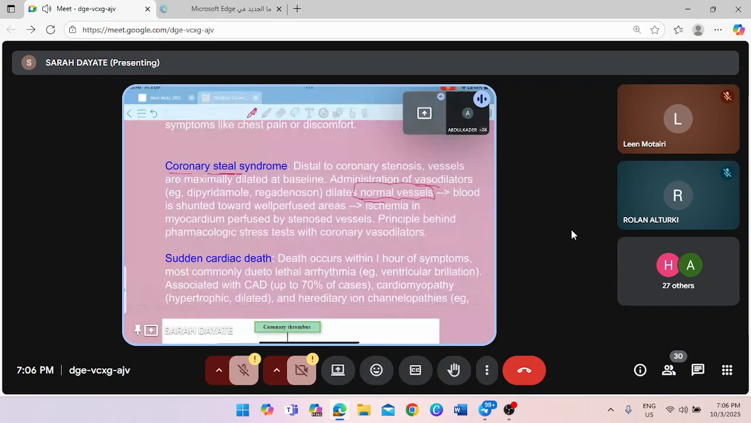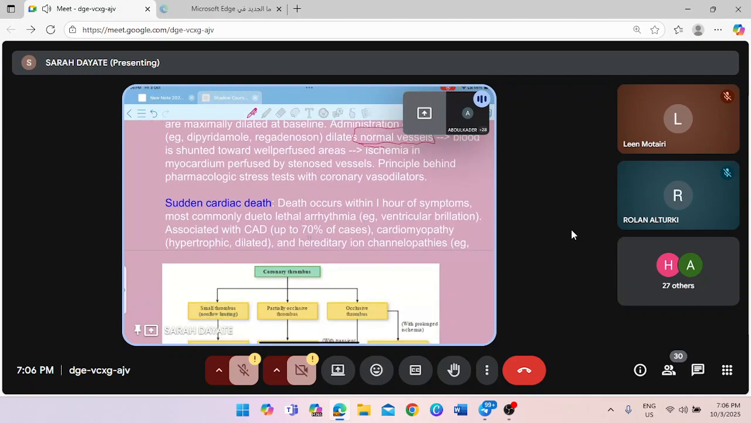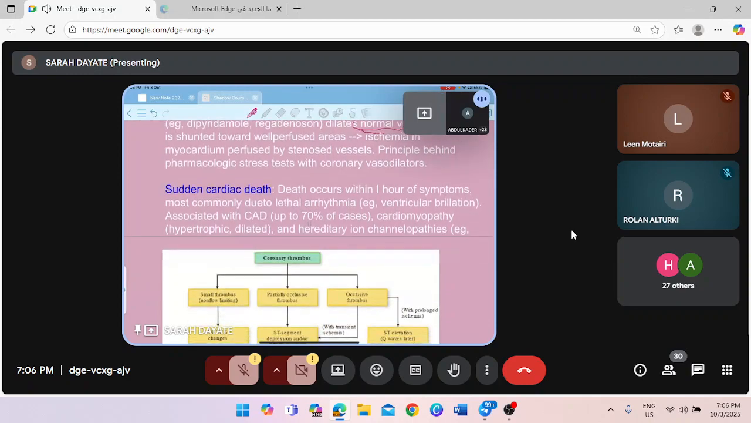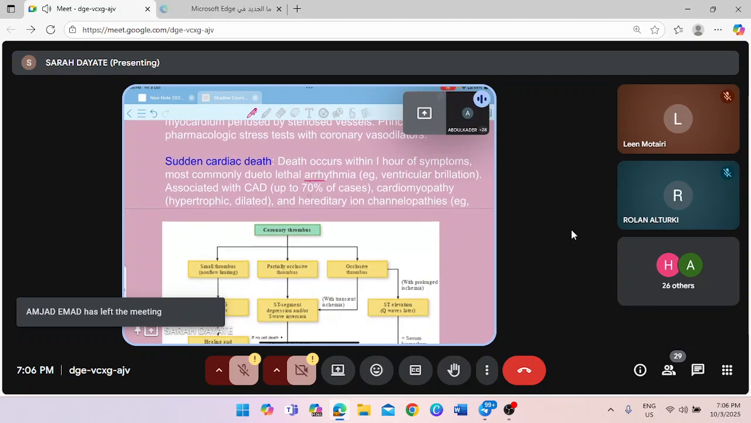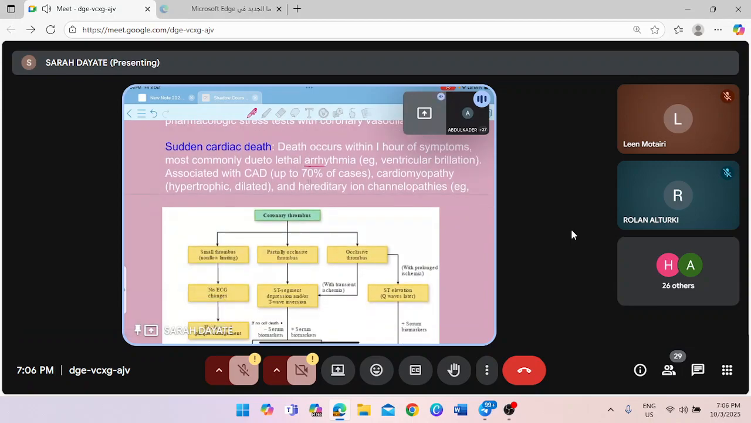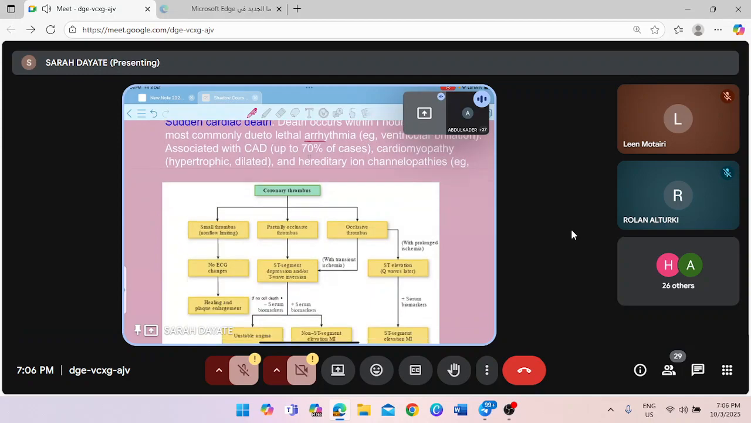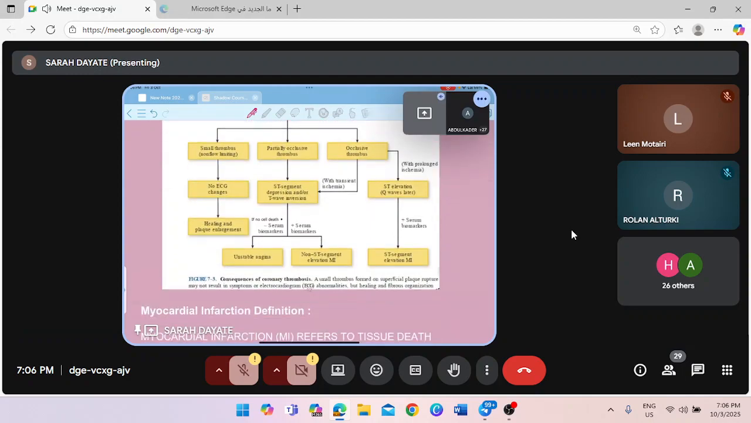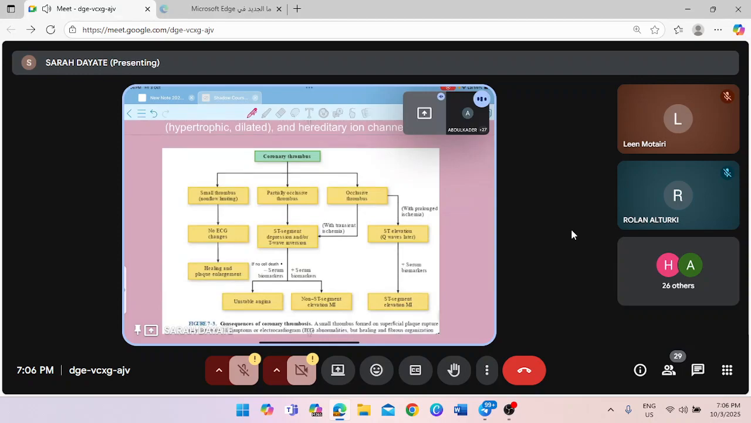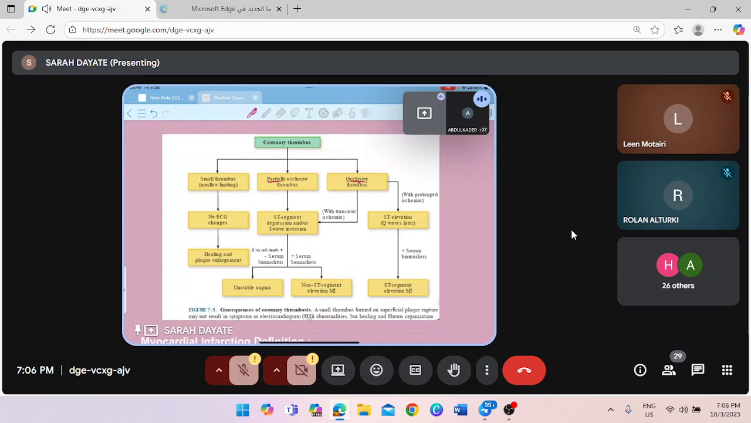Now, the third type is sudden cardiac death. It occurs within 1 hour of the symptoms, mostly due to arrhythmia such as ventricular fibrillation, or cardiomyopathy, or any type of hereditary disease. Okay, so here also is another ischemic pattern, for the coronary thrombus. We have a small thrombus, a partially occlusive thrombus, and an occlusive thrombus.